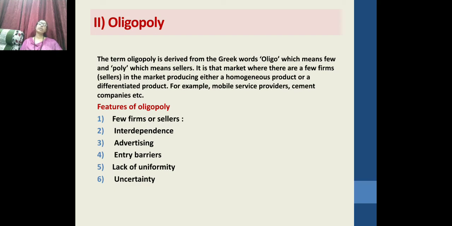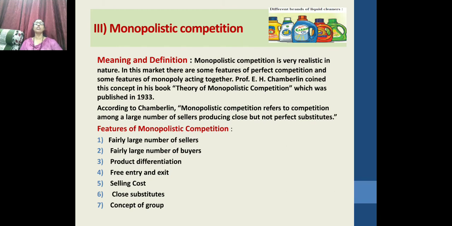So in oligopoly, what is oligopoly? A market condition in which there are a few number of sellers and many buyers. There may be homogeneous product or differentiated product. The strategies used are different and we study the features. Now in imperfect competition, the last one, monopolistic competition. We are studying monopolistic competition.